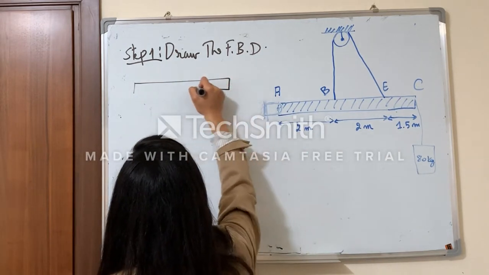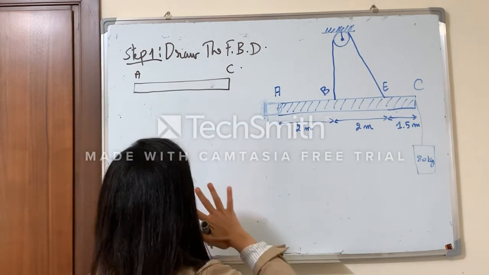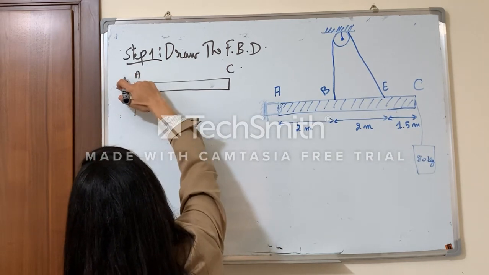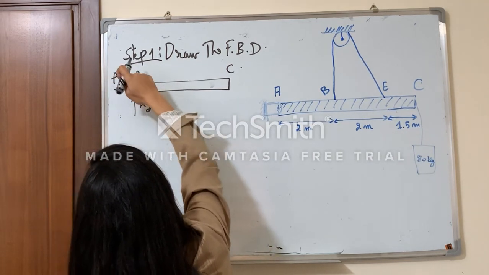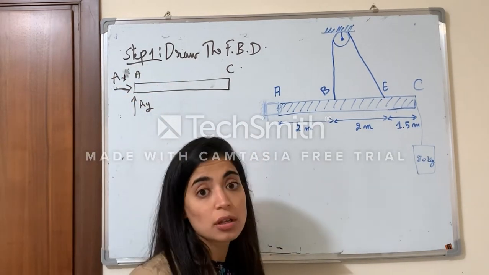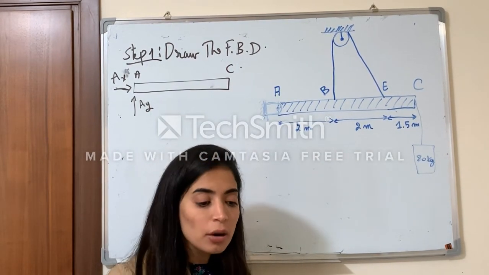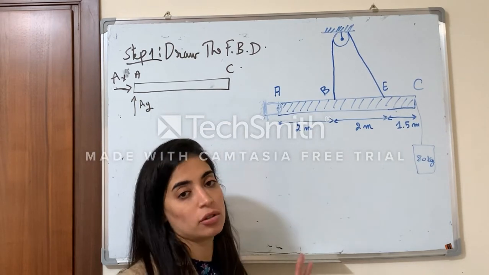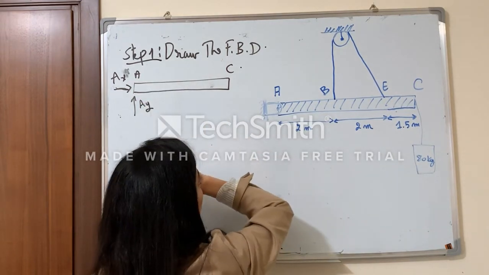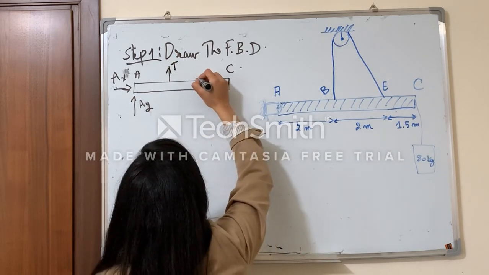So this is my beam, this is my free body diagram, AC. And then what are the external forces exerted on this beam? I have a vertical force here, Ay, and a horizontal force here, Ax. And of course, the directions of these two reactions could be not correct. This depends on my answers. If they are positive, this means that my reactions are correct, and vice versa. So I have two reactions at A, and I have the same tension T at B and E.